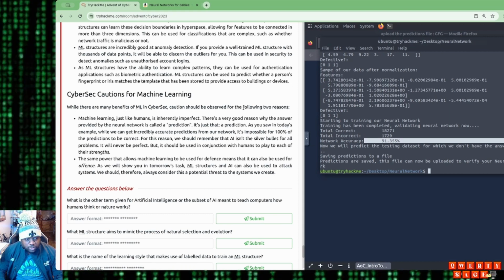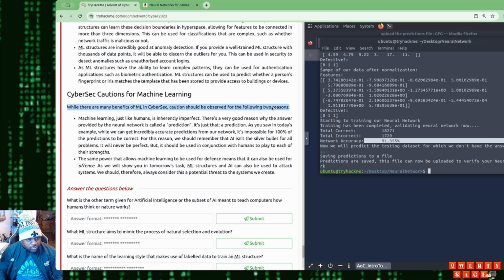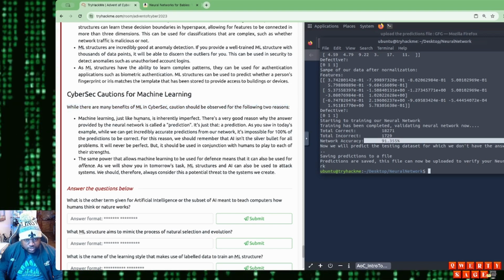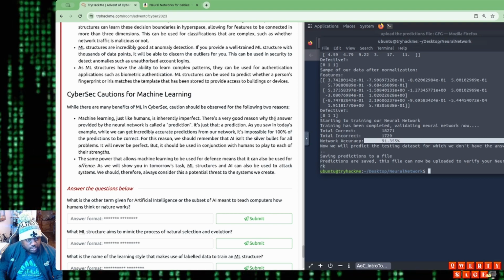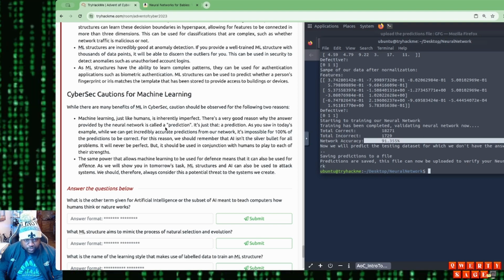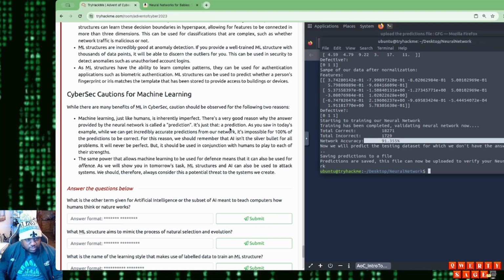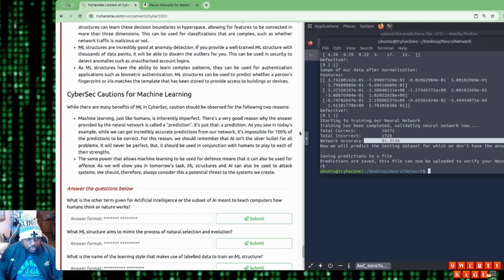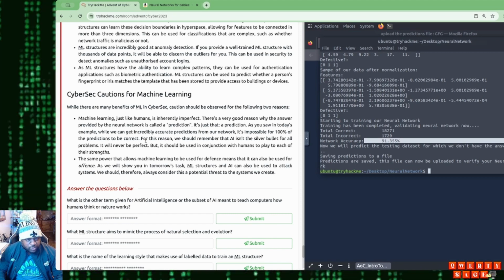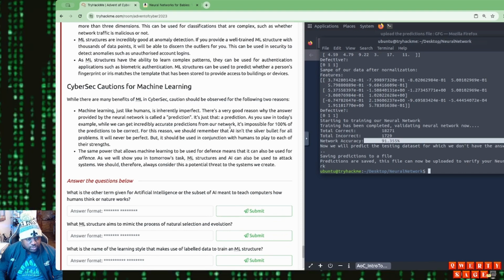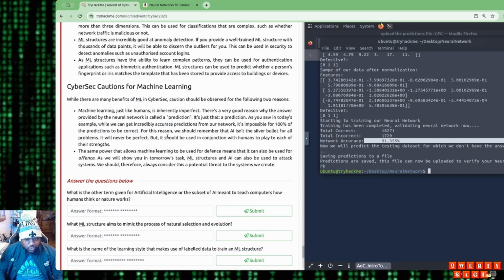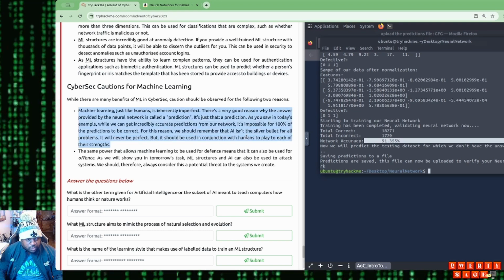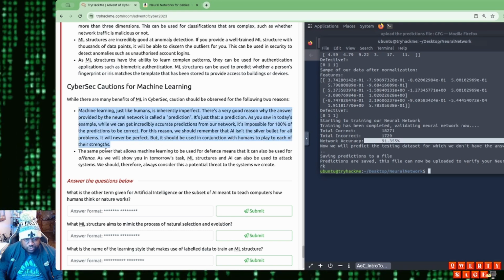Cautions. Caution should be observed for two reasons. Machine learning, like humans, is imperfect. There's a very good reason why the answer provided is a prediction. It's impossible to get 100% of the predictions to be true. For this reason, you should remember AI isn't a silver bullet for our problems. It will never be perfect. It should be used in conjunction with humans to play to each of the strengths.